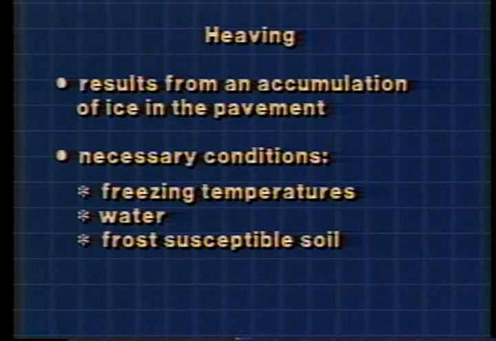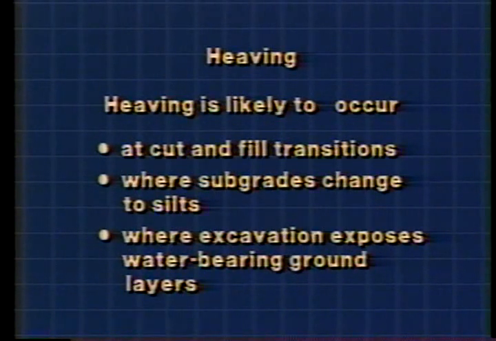Frost heaving results from accumulation of ice in pavement layers during freezing weather and generally requires three conditions to occur: 1, freezing temperatures, 2, water, and 3, a frost-susceptible soil. Most frost-susceptible soils are silt, such as in the soil in this roadside slope in northern Washington. Frost heave is difficult to totally eliminate. Therefore, agencies generally try to reduce its size and make it more uniform.